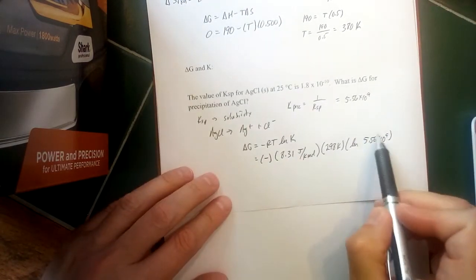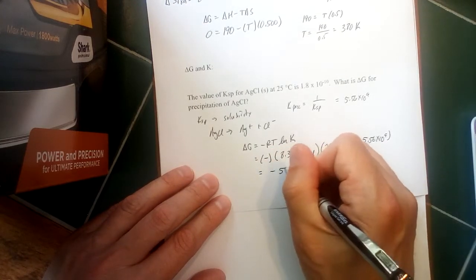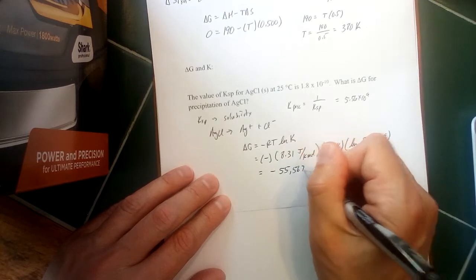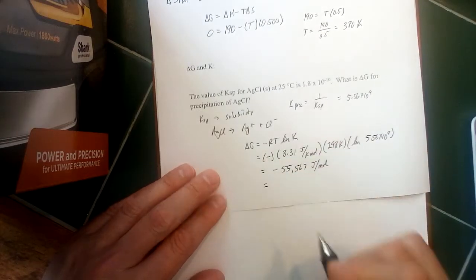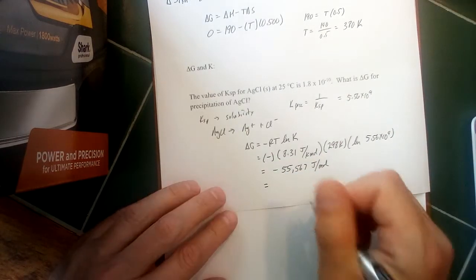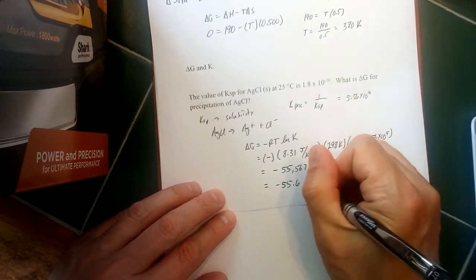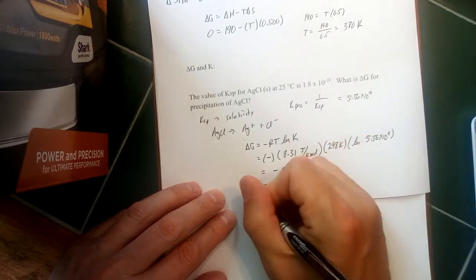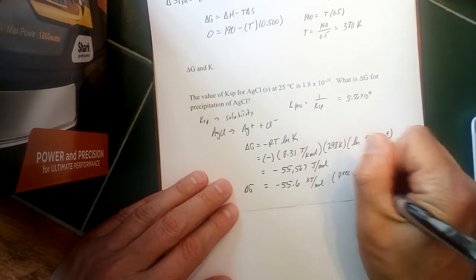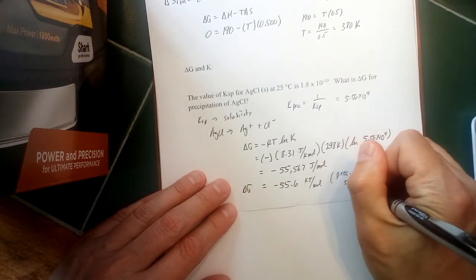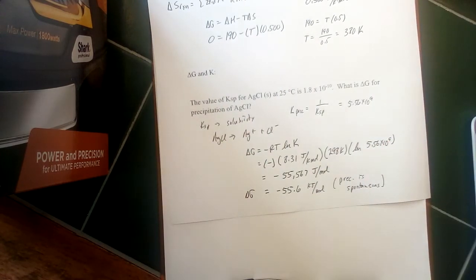Okay. So if we plug that in, multiply by the other values here, we end up with negative 55,567 joules per mole. And to get that into the right units for delta G, we just divide by 1,000 to change that to kilojoules. So that would be minus 55.6 kilojoules per mole. That's the free energy for that reaction. So that tells us that, yes, precipitation is spontaneous for silver chloride. And that will wrap up chapter 17.